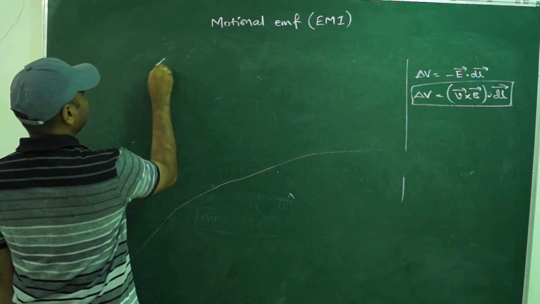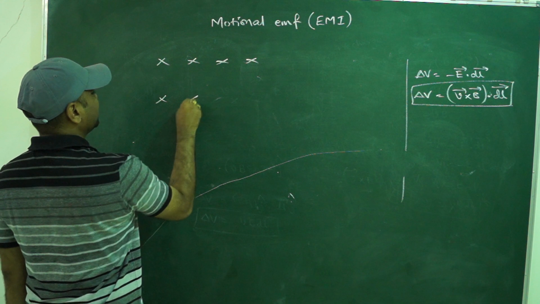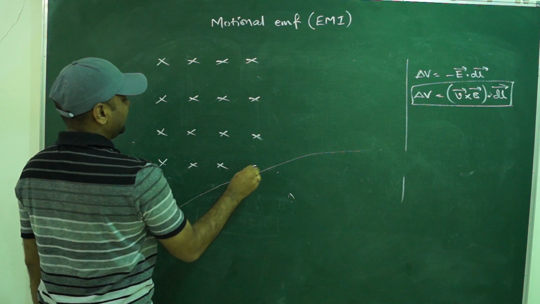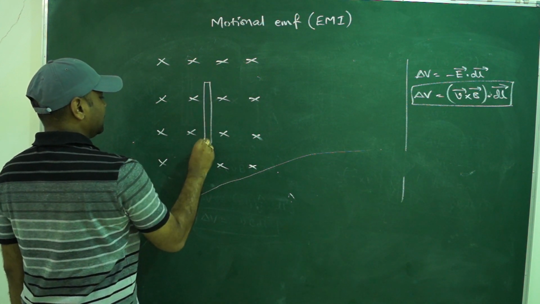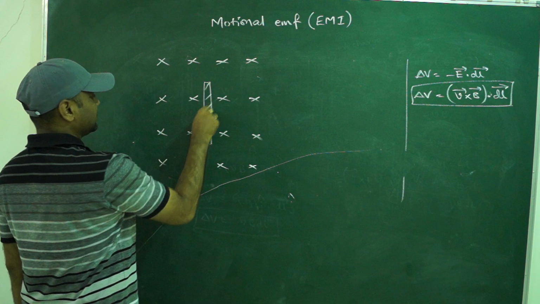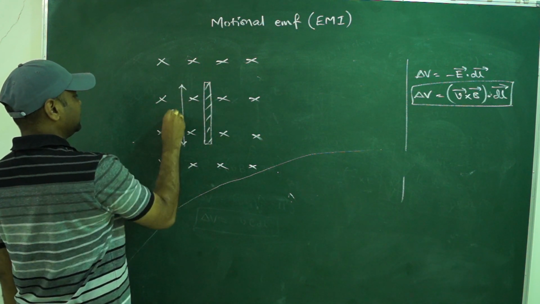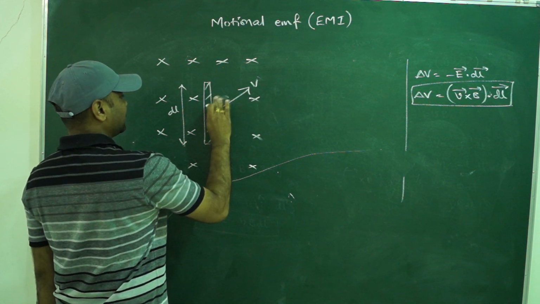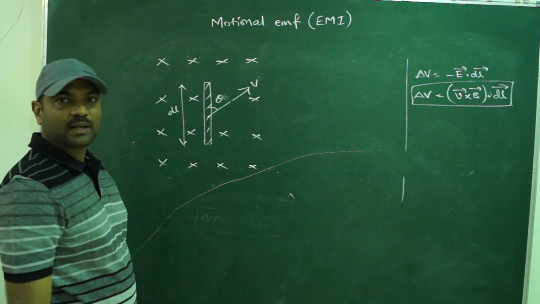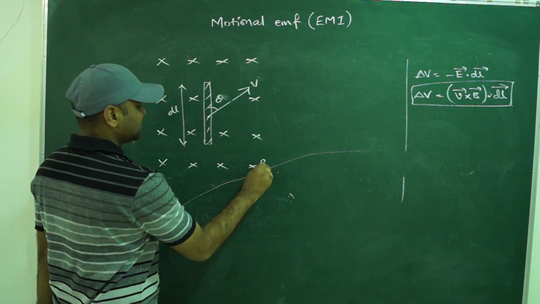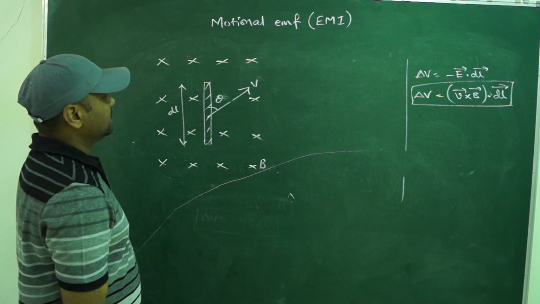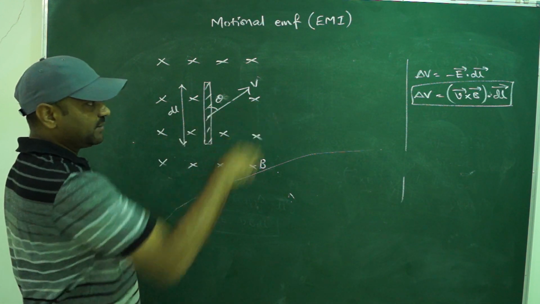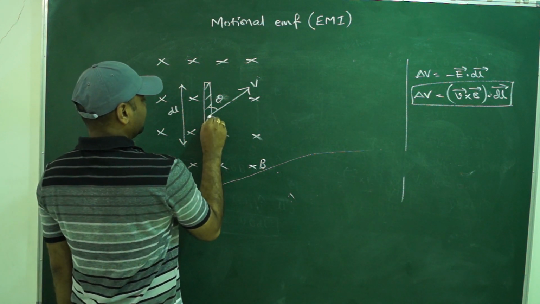Now we see the second case, or some other principle. Suppose this is the magnetic field. I am taking a very small part of the conductor, dl. dl is the length of the conductor. Now it is moving with velocity at some angle theta with the rod. Uniform magnetic field B is there. So what is the potential difference across the rod? I am calculating the magnitude first. Then I can apply the formula now.